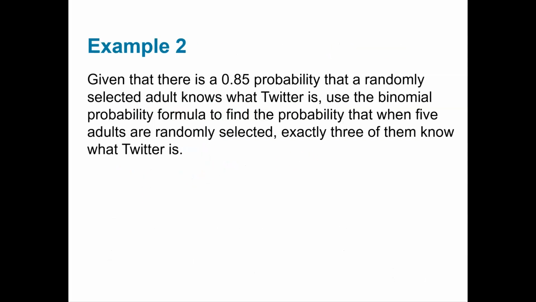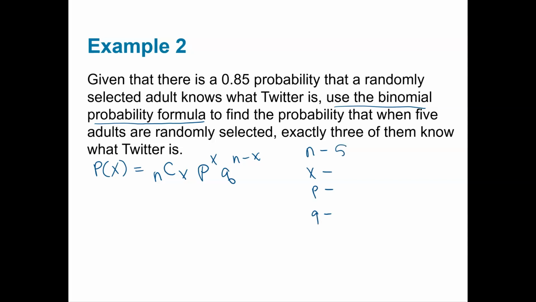Okay. Given that there is a 0.85 probability that a randomly selected adult knows what Twitter is, use the binomial probability formula to find the probability that when 5 adults are randomly selected, exactly 3 of them know what Twitter is. So this is what we're using. We're using the formula, and for this formula we need to know N, X, P, and Q. Well, we already identified our N, X, P, and Q in the previous problem, so now we'll just type it in here.